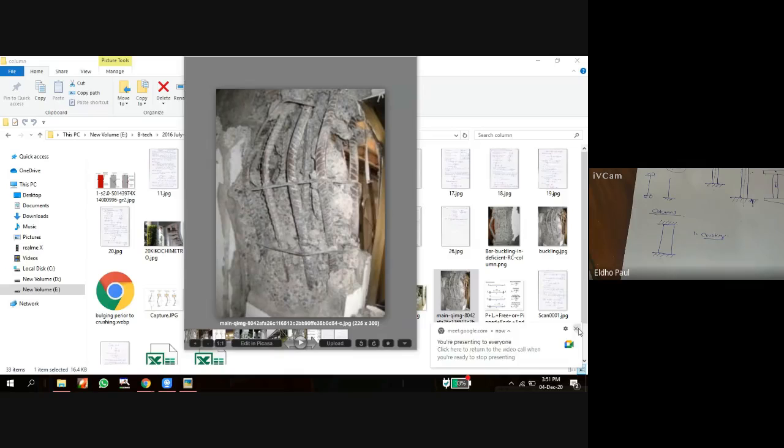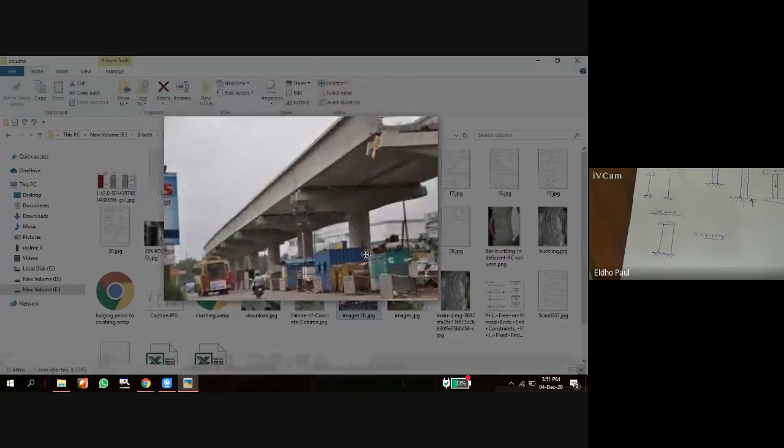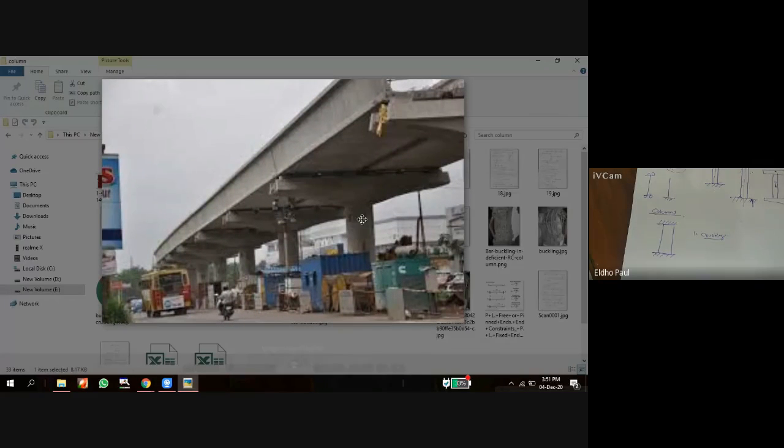So can you identify which one is the column member in this image? Which one is the column member? Anyone? Which one is the column? The pillars. Okay, the vertical ones are columns. And which one is the beam? Is there any beam here?